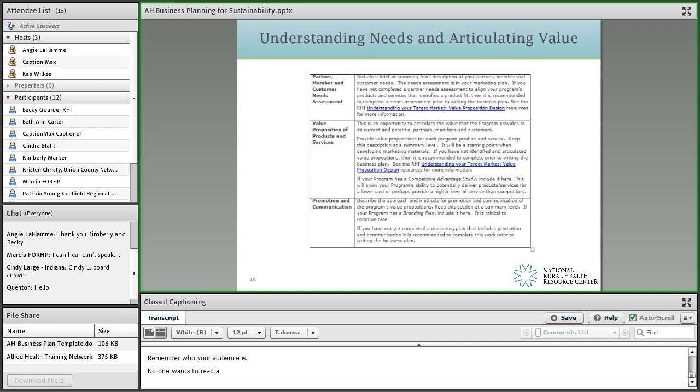So the next component of your business plan is the market analysis and plan section. The general purpose of the marketing section is to determine the best fit of your program services to the members' needs, and then to communicate that as a value to your current and your potential members and customers. So this really is implying two things: that your program knows its value and it's able to communicate it.